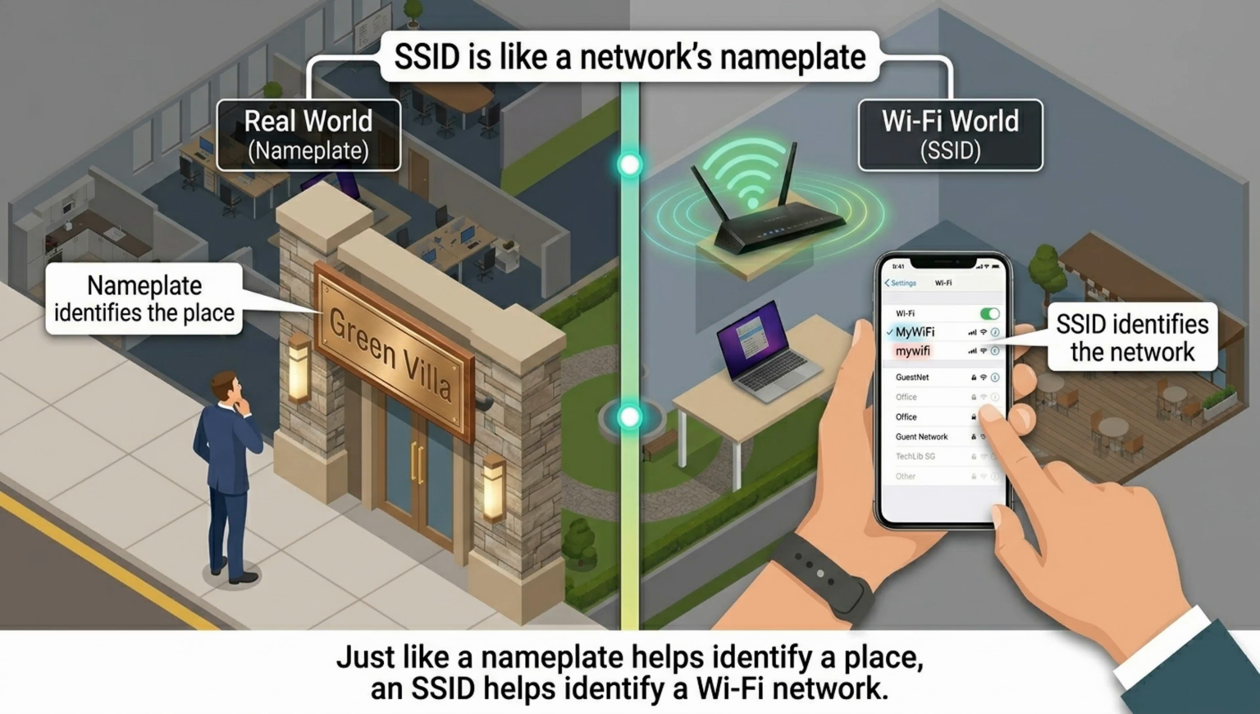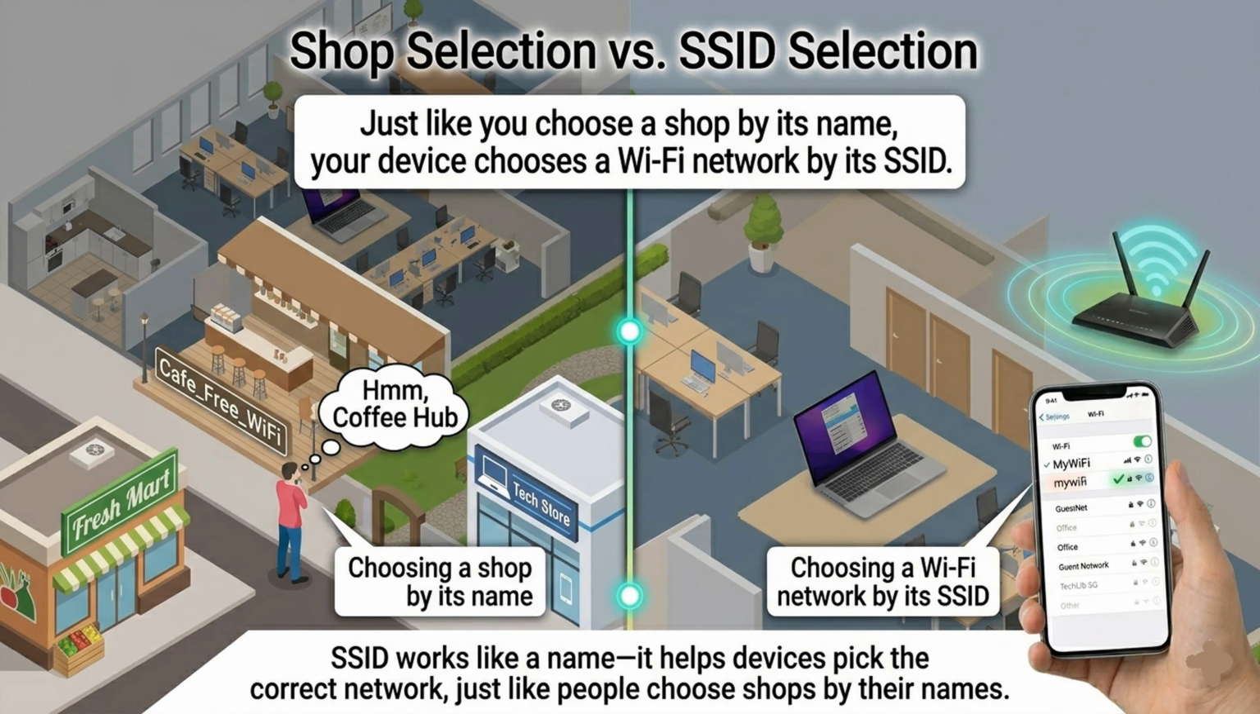Simple analogy. Think of an SSID like a network's nameplate. Just like you choose a shop by its name, your device chooses a Wi-Fi network by its SSID.